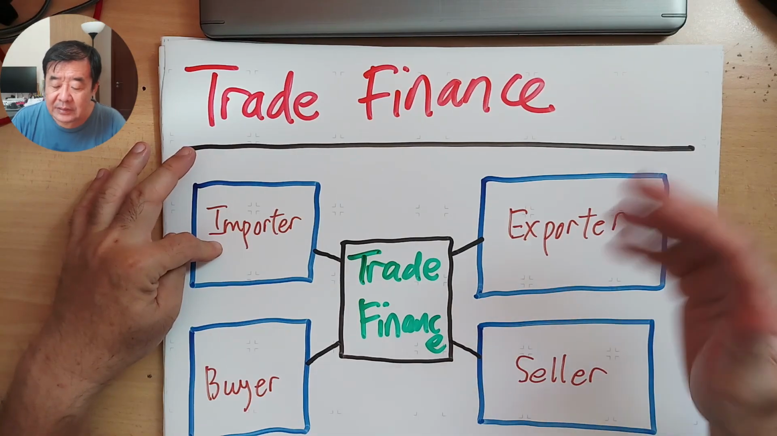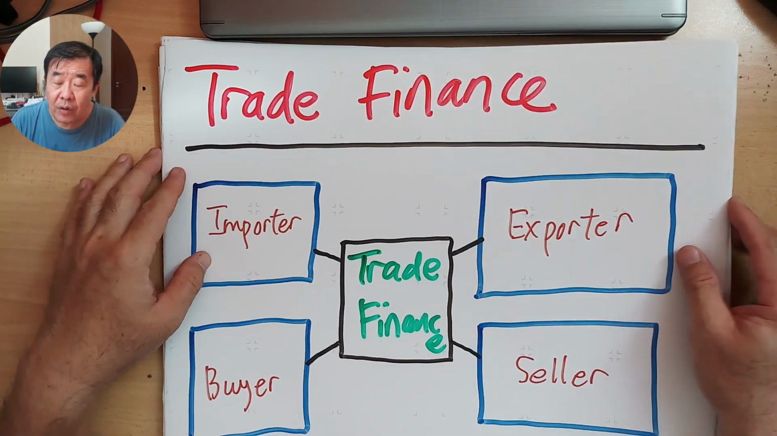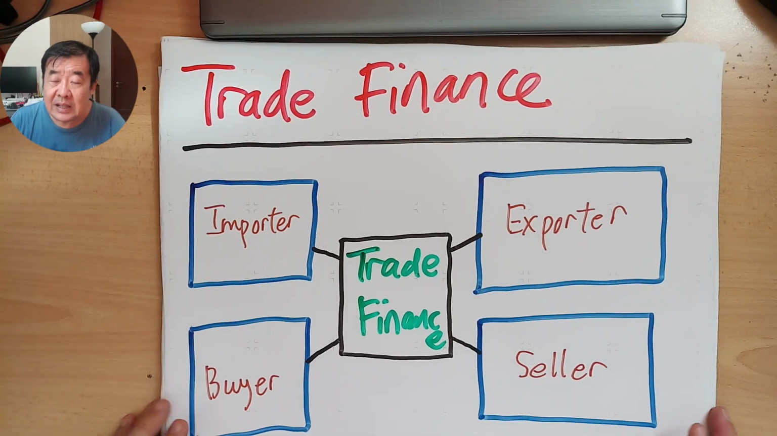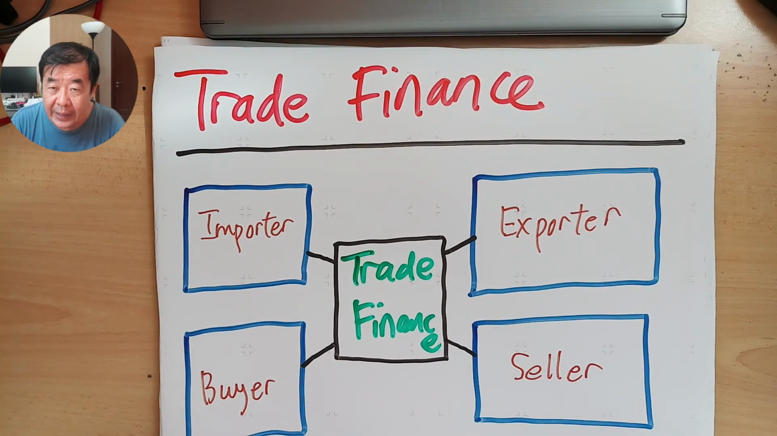And trade finance is the financing arrangement facilitated by banks to ensure or to encourage trades between different parties. Now, let's look further into the trade finance structure.